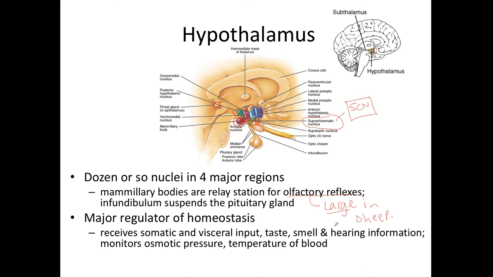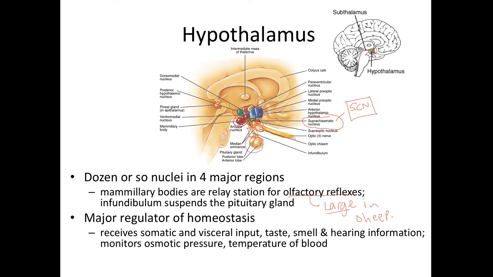And that's because sheep have more robust and sensitive and detailed olfaction than humans do. Compared with other mammals, our ability to smell is pretty poor. So mammillary bodies vary in size, and that size variation reflects organismal life history a little bit. And you guys saw an example of that in lab. The infundibulum is just the stalk that connects the pituitary gland to the hypothalamus.